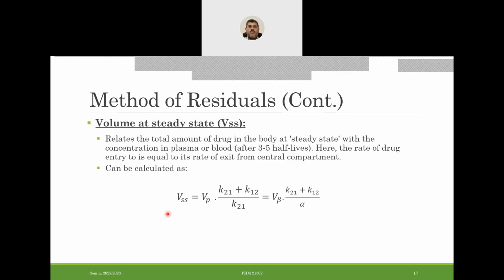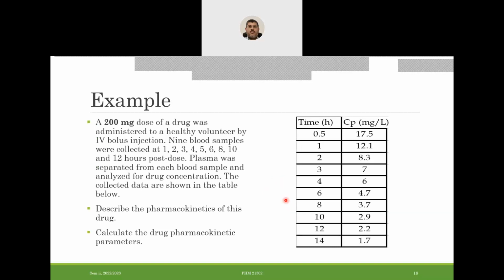So this is the equation to calculate it, either from the volume of the central compartment or the volume of distribution in the body at the beta phase. Okay, we will leave this example. I can explain quickly, but we will practice it in the practical later on.